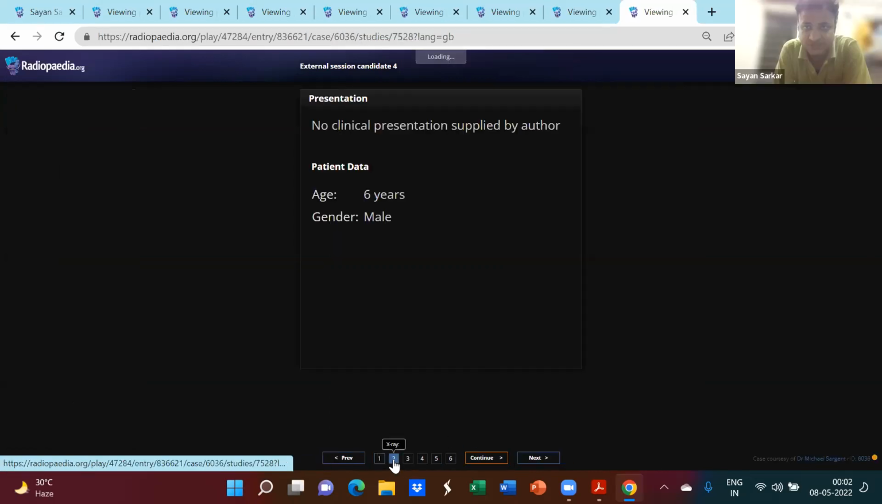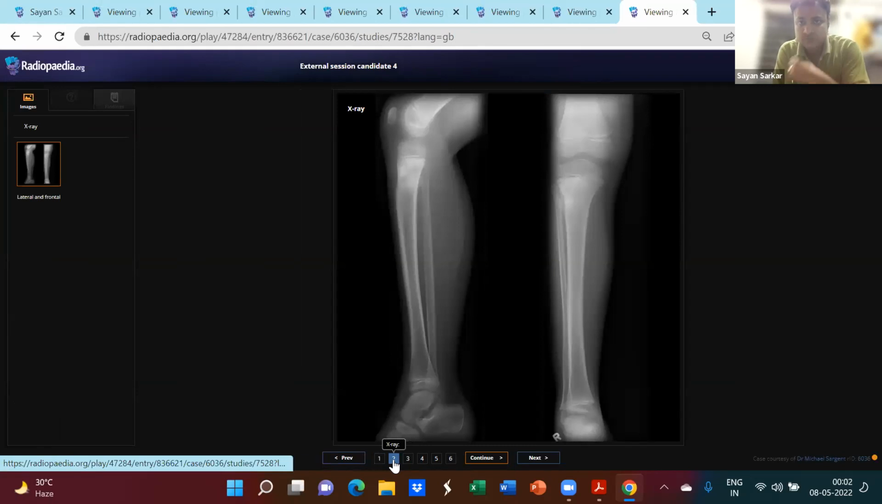Okay, this is your next case. The patient came with a leg pain. This is a radiograph, right tibia and fibula, frontal and lateral projection of a 6-year-old male, that shows accentuated sclerosis in the tibial metaphysis that is also evident on the lateral view.